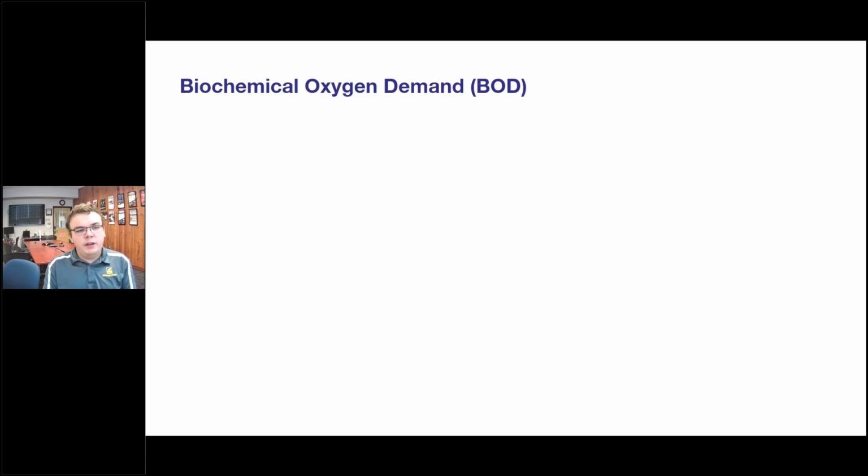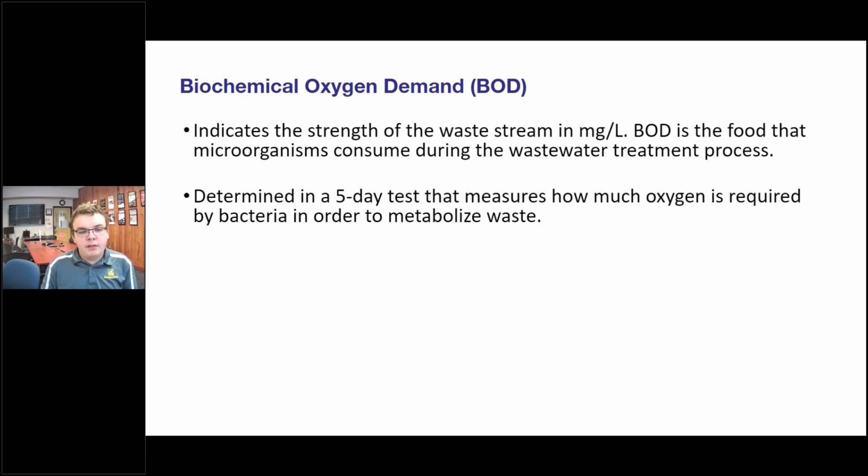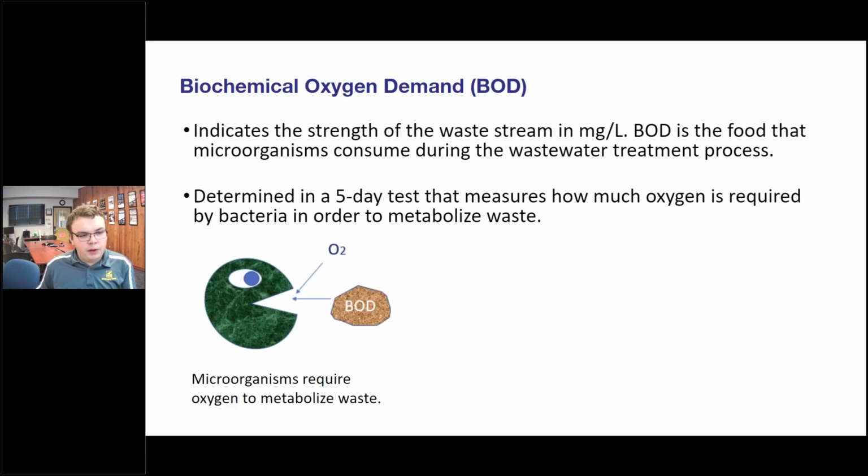So the first one is the biochemical oxygen demand. That's simply an indicator of the strength of a waste stream. It shows the amount of oxygen that is required to process the wastes that are in a sample. It's usually a 5-day test, and it's measuring how much oxygen is required by bacteria. So we get our nice little fun Pac-Man bacteria here, where its food is that BOD clump, and it's taking in both the BOD and oxygen to digest the waste.